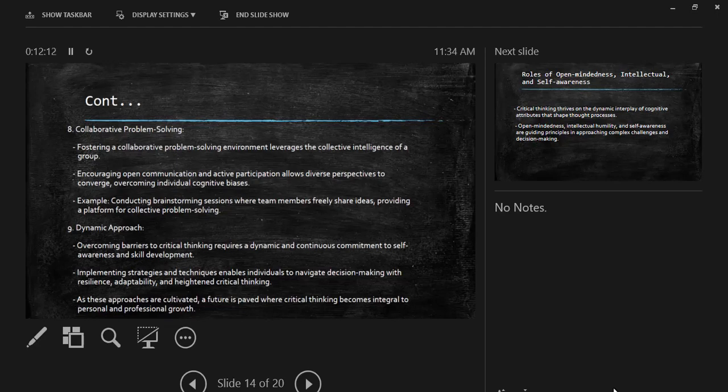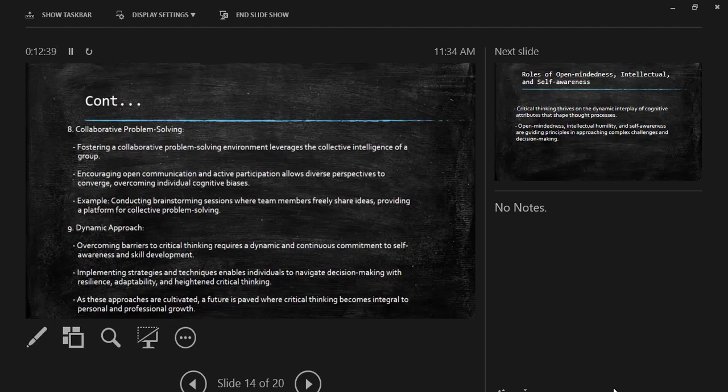The eighth one is collaborative problem solving. Fostering a collaborative problem-solving environment leverages the collective intelligence of a group, encouraging open communication and active participation, allowing diverse perspectives to converge and overcome individual cognitive biases. Example, conducting a brainstorming session where team members freely share ideas, providing a platform for collective problem-solving.